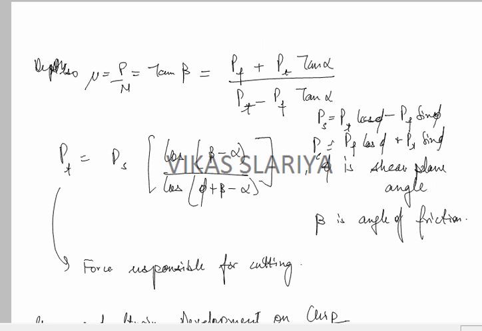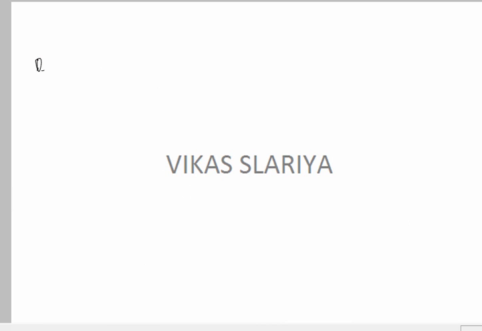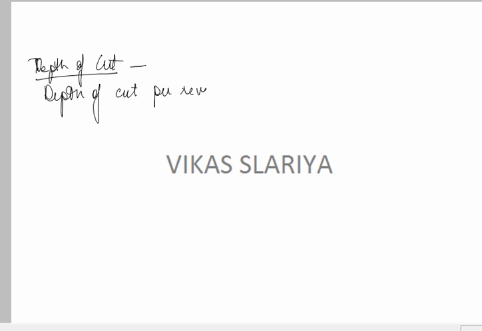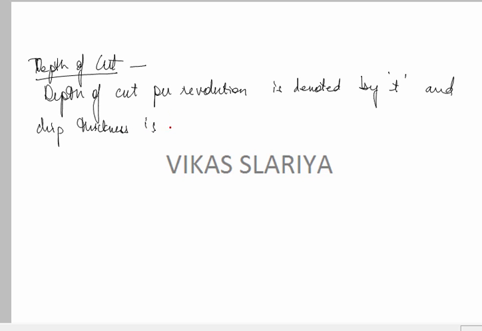Then is depth of cut. Depth of cut per revolution is denoted by T, and chip thickness is expressed as TC.